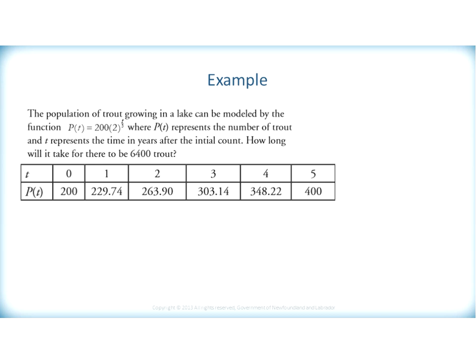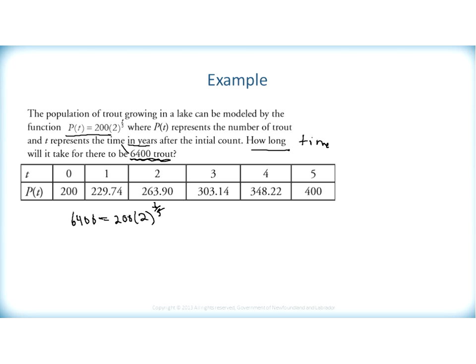So we jump right into an example. The population of trout growing in a lake can be modeled by the function given, where P(t) represents the number of trout, and t represents the time in years after the initial count. How long, so this is asking for time, will there be 6,400 trout? Now 6,400 trout is the final amount, so we have 6,400 equals 200, and it must double, the trout must double every 5 years.